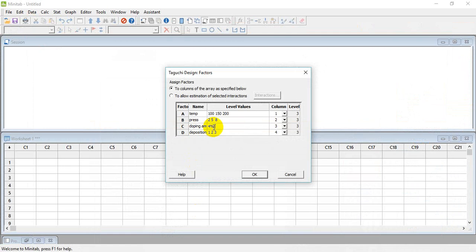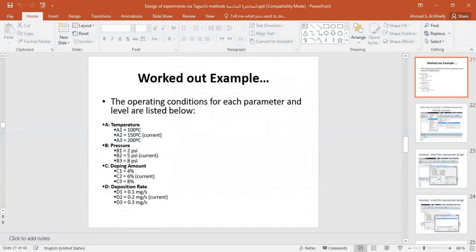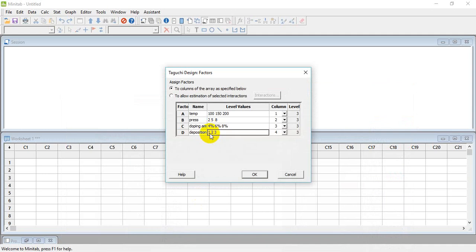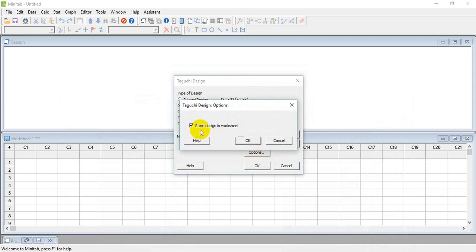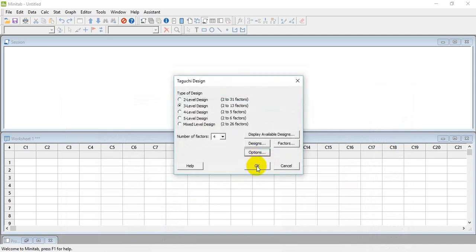Doping amount 4%, 6%, 8%. Deposition rate 0.1 milligram per second, 0.2, 0.3. Yes, this is in column 1, column 2, column 3, column 4. Options: store design in worksheet. Yes. Okay.